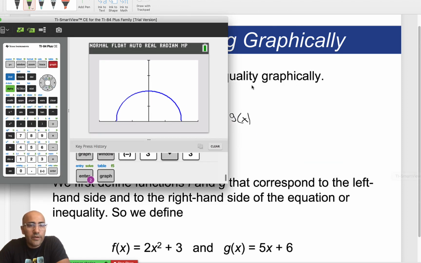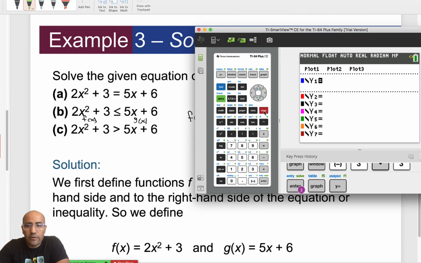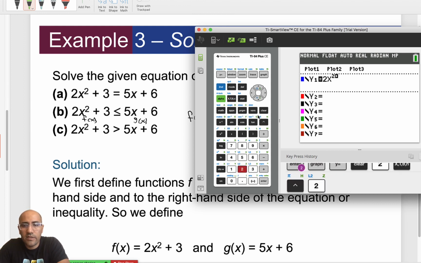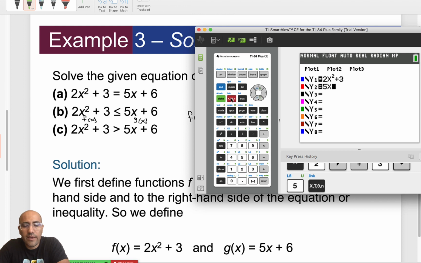So let's go back over here. We want to go back to y equals. Let's get rid of the old equation. And we're going to type in 2, x is this button here, the power of caret squared, so that's 2x squared. Make sure you put the arrow to get away from the exponent, and then plus 3. So that's one equation. And then the other equation was 5x plus 6.